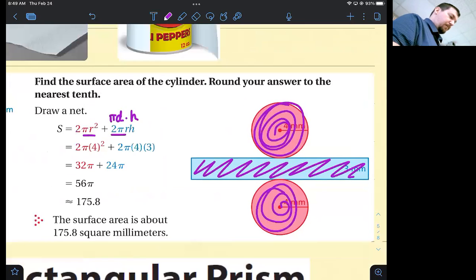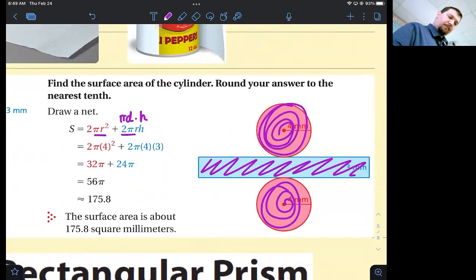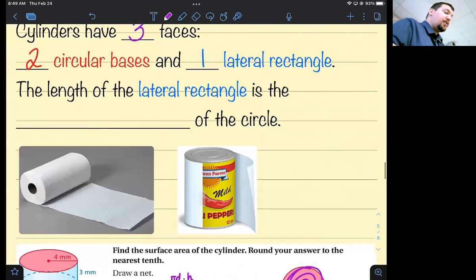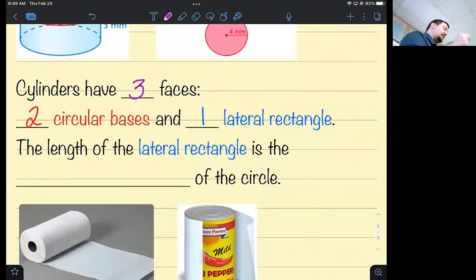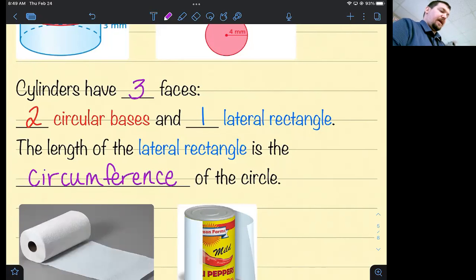Yes? What was the line thing? It was like the rectangle is the length of the circle. Oh, sorry, I didn't fill that in. You're right. The length of the rectangle is the circumference. Thank you. The circumference of the circle. The length of the rectangle will be the circumference, or the pi d of the circle.